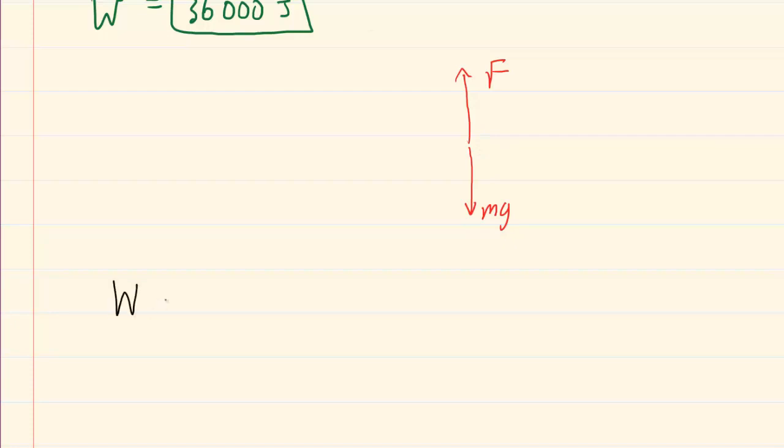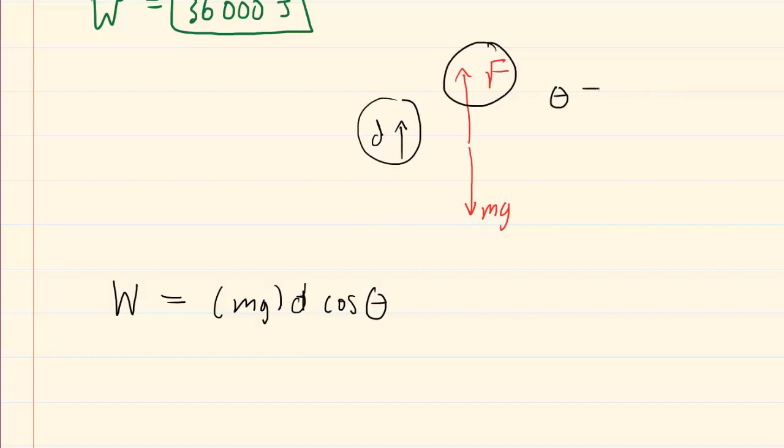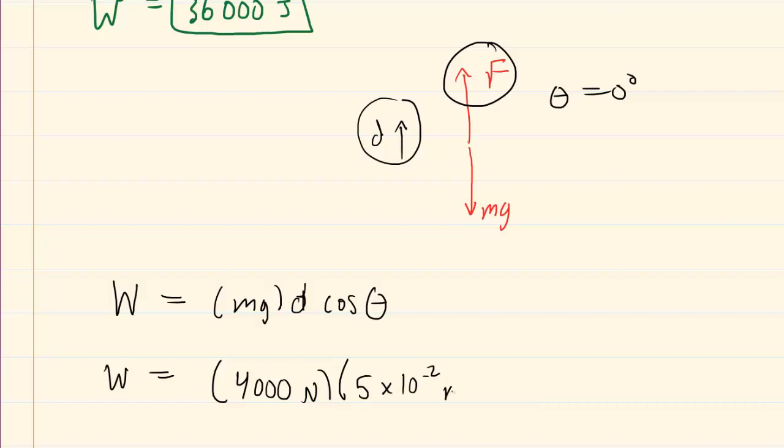So we're going to have the work equals the mg force multiplied by the displacement magnitude, multiplied by the cosine of the angle between force and displacement. Again, the displacement is upward, so the angle between that displacement and that force is 0 degrees. So we plug in for mg, that was given as 4,000 newtons. She lifts the car by 5 centimeters, so we'll have 5 multiplied by 10 to the minus 2, which will, of course, get it into meters, times the cosine of 0 degrees.